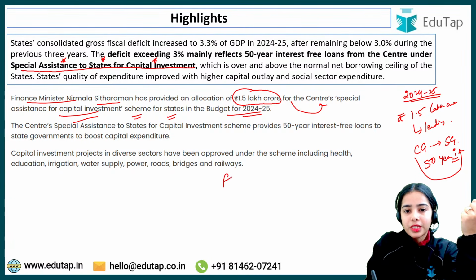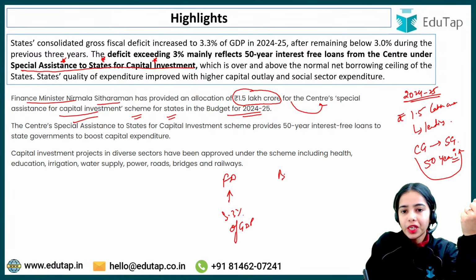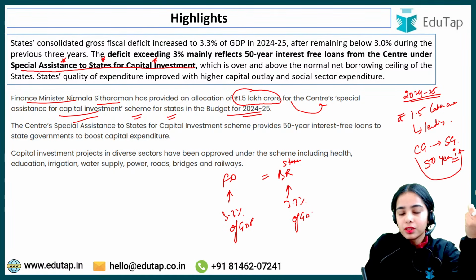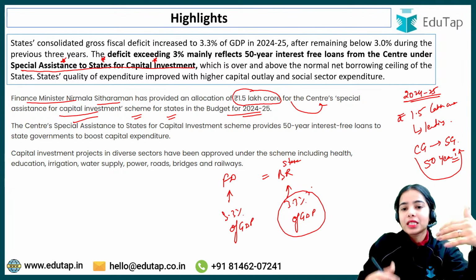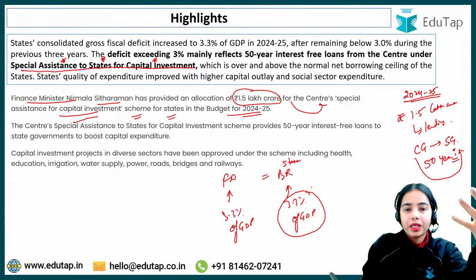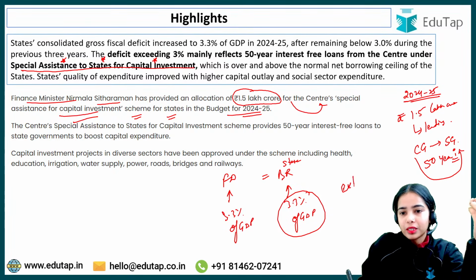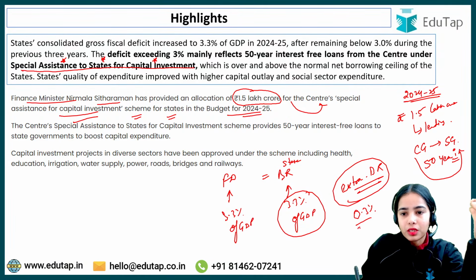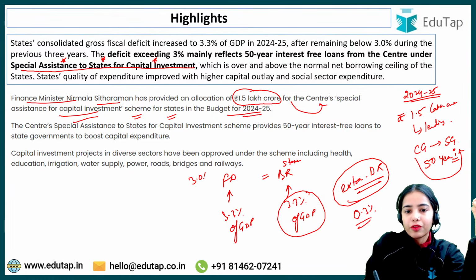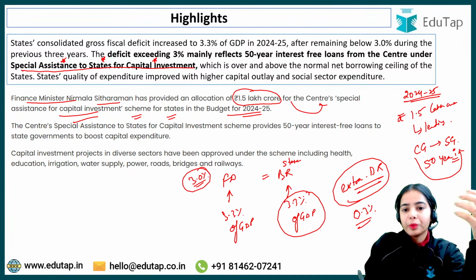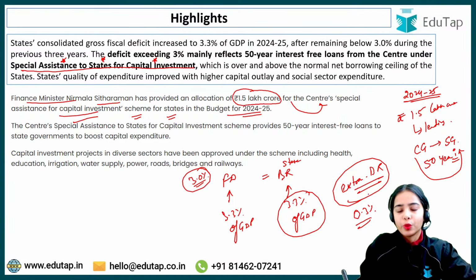That means the fiscal deficit increased to 3.3% of GDP. So the state borrowing requirement increased to 3.3% of the GDP. This extra borrowing requirement of the government is 0.3%, because previously it was 3% of the borrowing requirement, and now it is 3.3%.